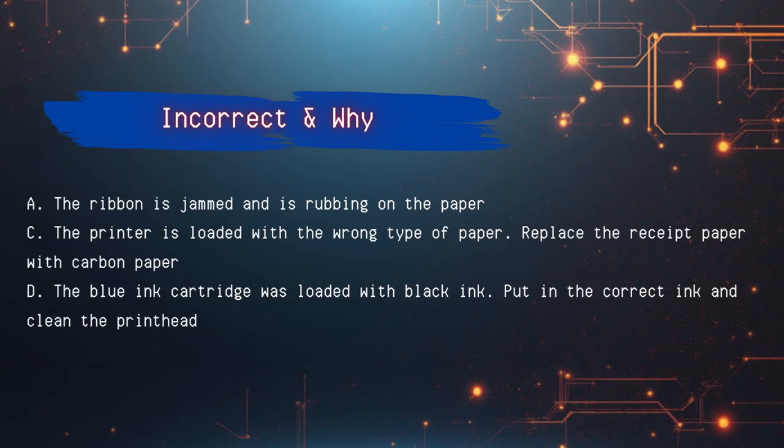Incorrect answers. A. The ribbon is jammed and is rubbing on the paper. Thermal printers do not use ribbons. They rely on heat to create images on thermal paper. This explanation applies to impact printers but not thermal receipt printers. C. The printer is loaded with the wrong type of paper. Replace the receipt paper with carbon paper. Again, thermal printers use heat-sensitive thermal paper, not carbon paper. Using the wrong type of paper would likely result in no image, not smudges.